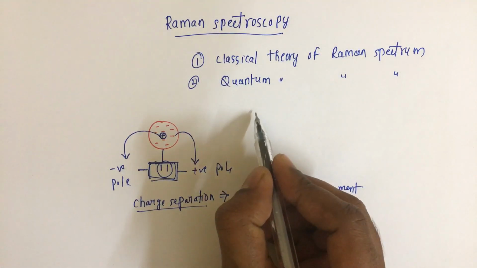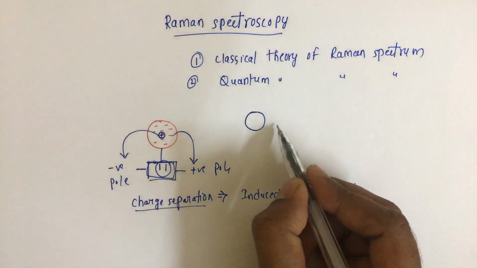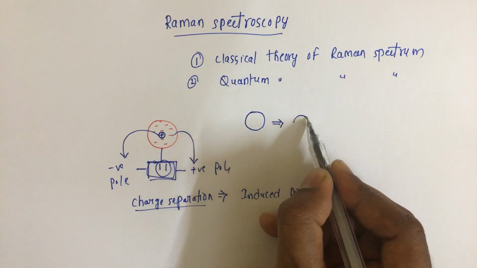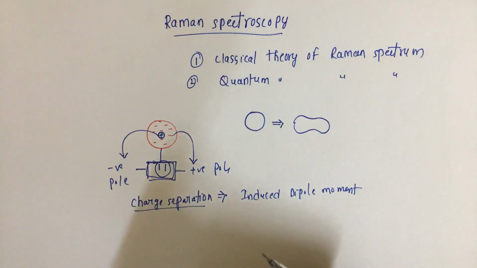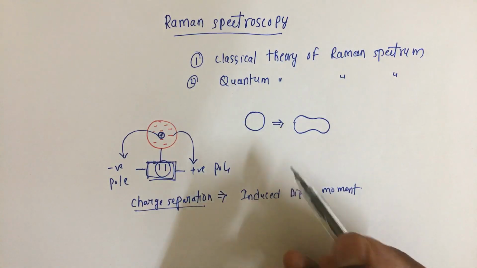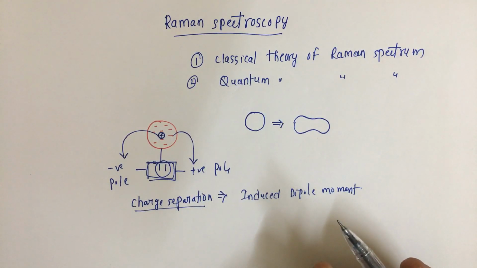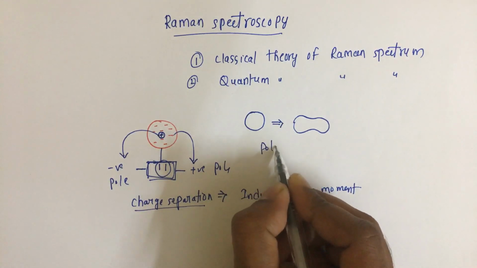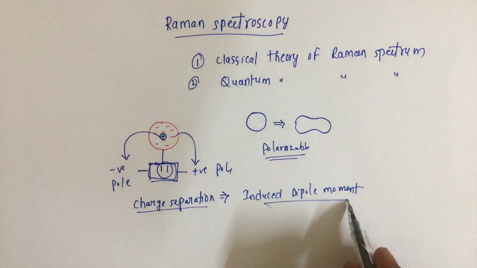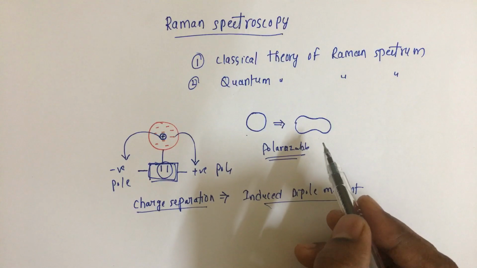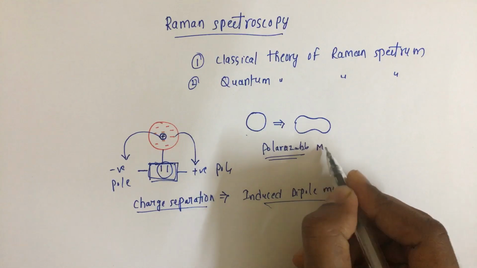So imagine that the shape of the molecule is like this, and after producing induced dipole moment, the shape may change like this. Okay, that means some dipole moment is produced. So because of that reason, these molecules are active in Raman spectroscopy. We can also say polarizability. After the molecule produces this induced dipole moment, the shape of the molecule is changing. So at this stage we call this molecule a polarizable molecule.